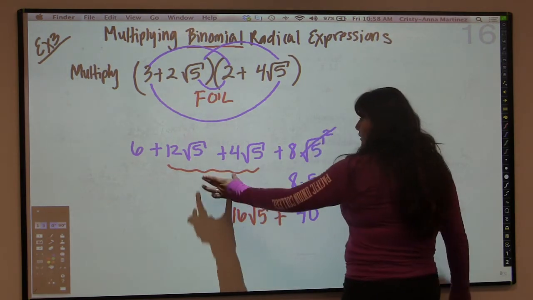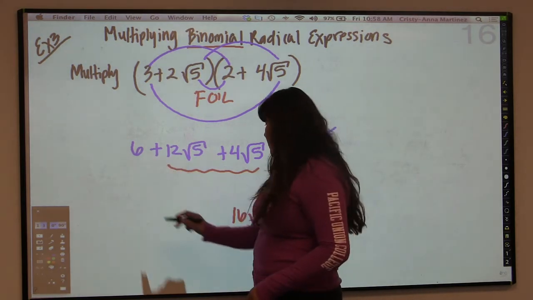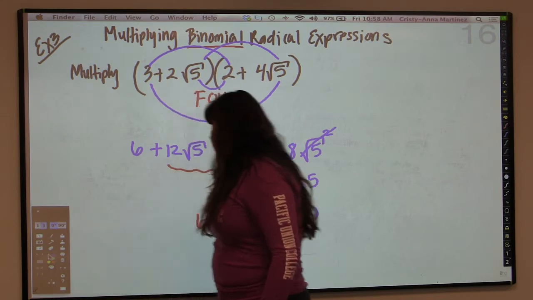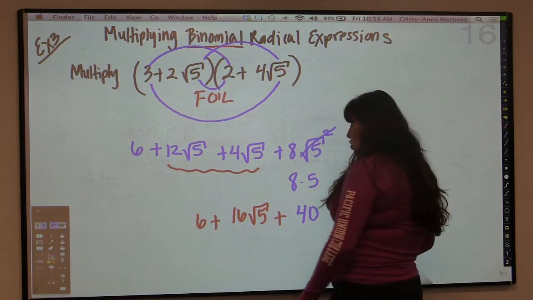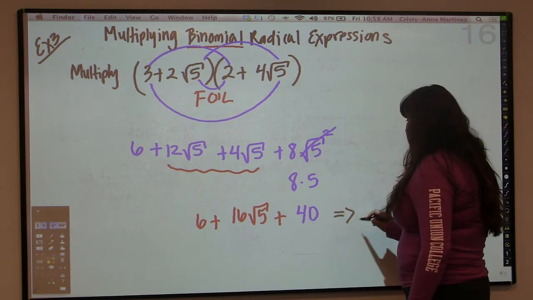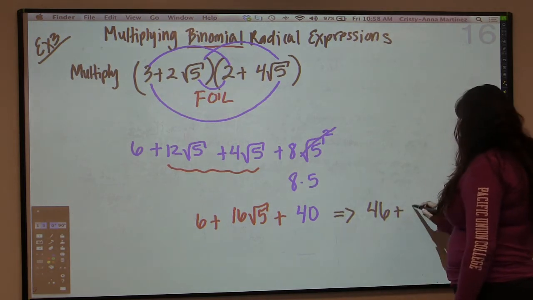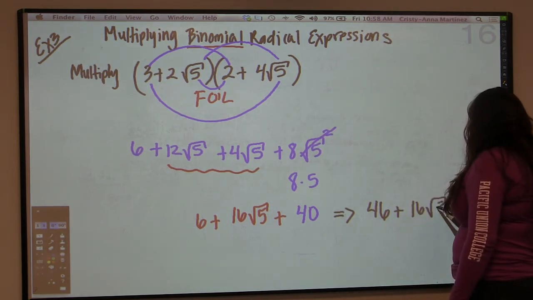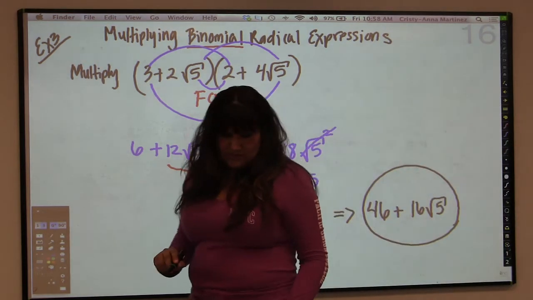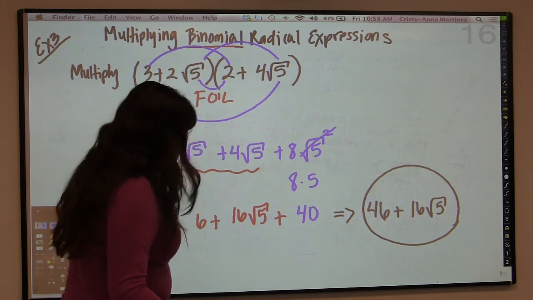So we've combined our like radicals here to 16 root 5. We had our plus 40 from there. And of course, we still have our 6. And for our final answer, we want to combine like terms like before. So the 6 and the 40 can be combined to 46. And of course, plus the 16 root 5. And there is our final answer for this example. Alrighty then, 46 plus 16 root 5.